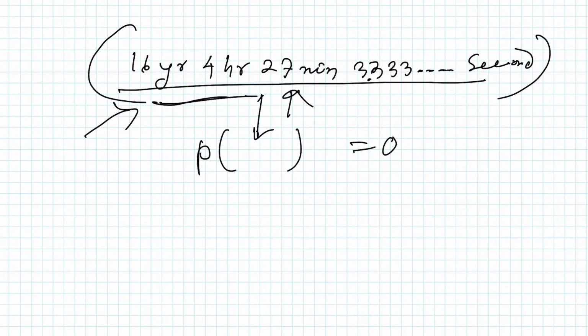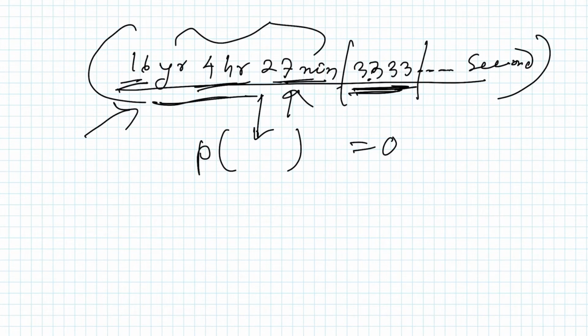Because this age is constantly changing, isn't it? If you say 16 years 4 hours 27 minutes, that's okay, within 1 minute you may find this, but it is impossible for us to find it up to 3.3 seconds, because it is constantly changing. A second is a very small time for us.